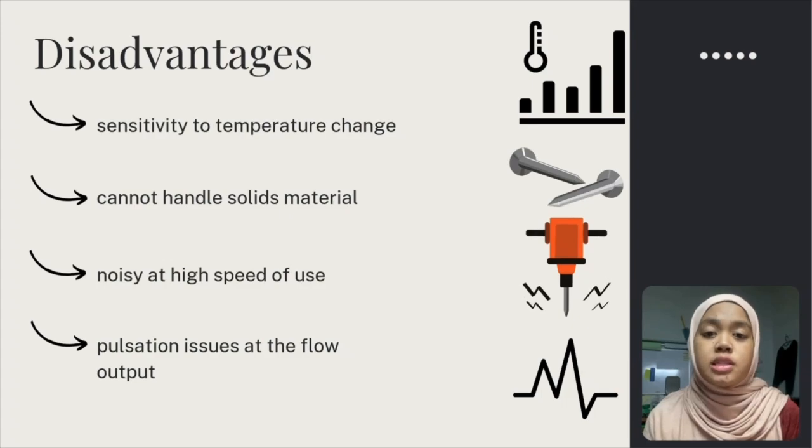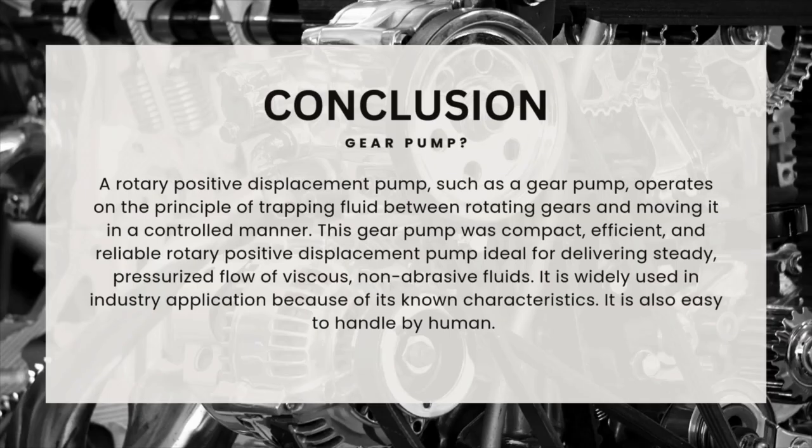So, in conclusion, a rotary positive displacement pump such as a gear pump operates on the principle of trapping fluid between rotating gears and moving it in a controlled manner. The gear pump is a compact, efficient, and reliable rotary positive displacement pump, ideal for delivering a steady, pressurized flow of viscous and non-abrasive fluids. It is widely used in industry applications because of its known characteristics. It is also easy to handle by humans.